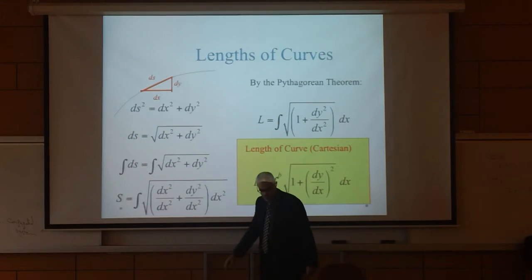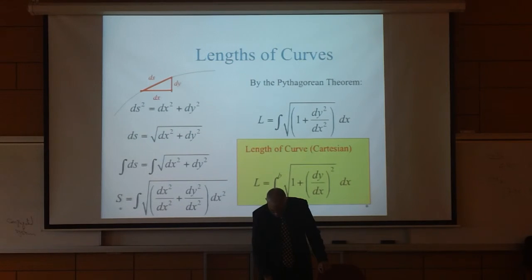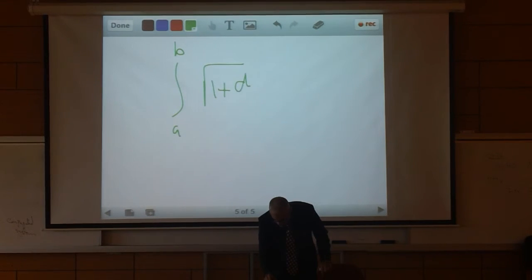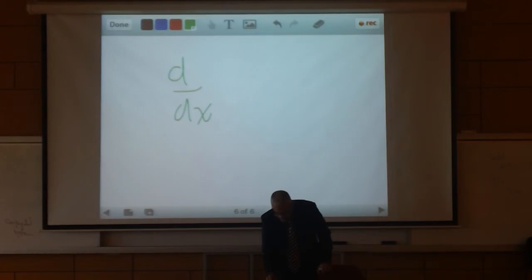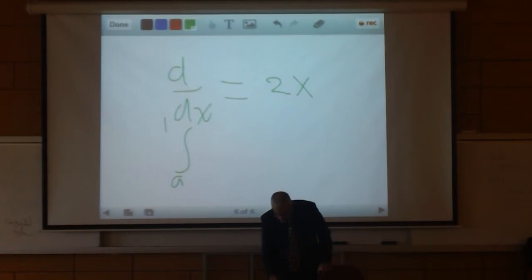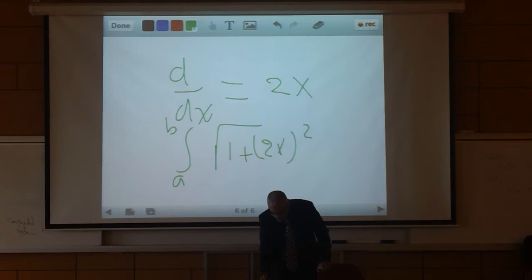Now what is this? This is the integration from a to b of the square root of 1 plus (dy by dx) squared dx. What does the parabola look like? y is equal to x squared, and dy by dx is equal to 2x. Then the integration from a to b: I would like to integrate the square root of 1 plus (2x) squared dx.